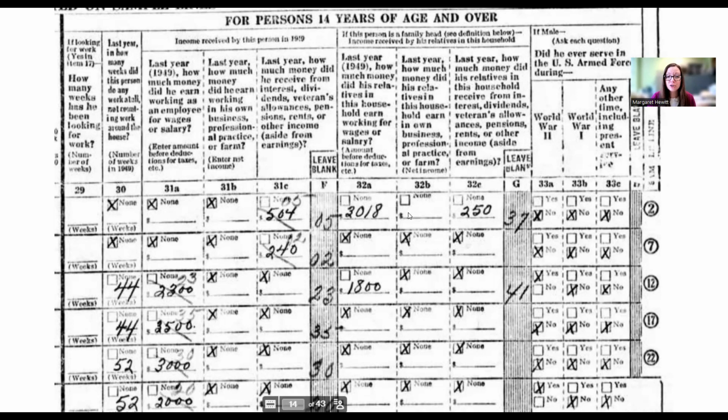They ask how much money your relatives in your household earned. So we have an idea of how much this one person earned and then their household as a whole. And then we have a question about the household's dividends, extra rent, and things like that. So we get a financial picture of the household in 1950. And then finally, if it's a male person on the census, we ask if they served in the US military. We have columns for World War II, World War I, or any other military service, a simple yes or no checkbox.